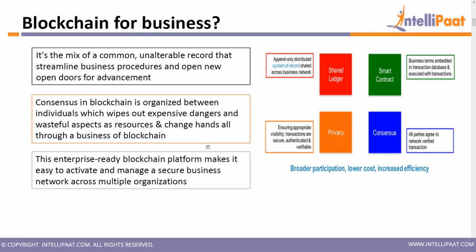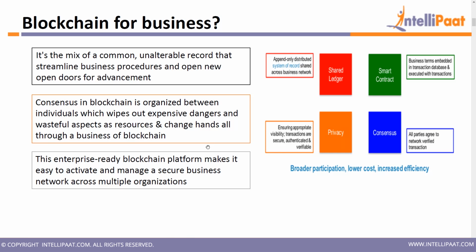So how can we use blockchain for businesses? Till now, we have learned blockchain as a platform that can be used for cryptocurrency development or production, right? But this is not the only use of blockchain. Blockchain can be used very well for business purposes. How? It's a mix of a common unalterable record that streamlines your business procedures and opens new doors for advancement. Whatever blockchain platform you use, your data remains unaltered. That is a big advantage of using blockchain, right?